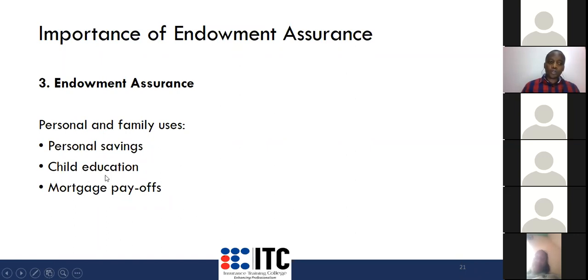But this product can also be used for personal savings, and can also be used for mortgage payoffs. A majority of the endowments we see are for personal savings and for child education, where child education is by far the most popular product I've seen.